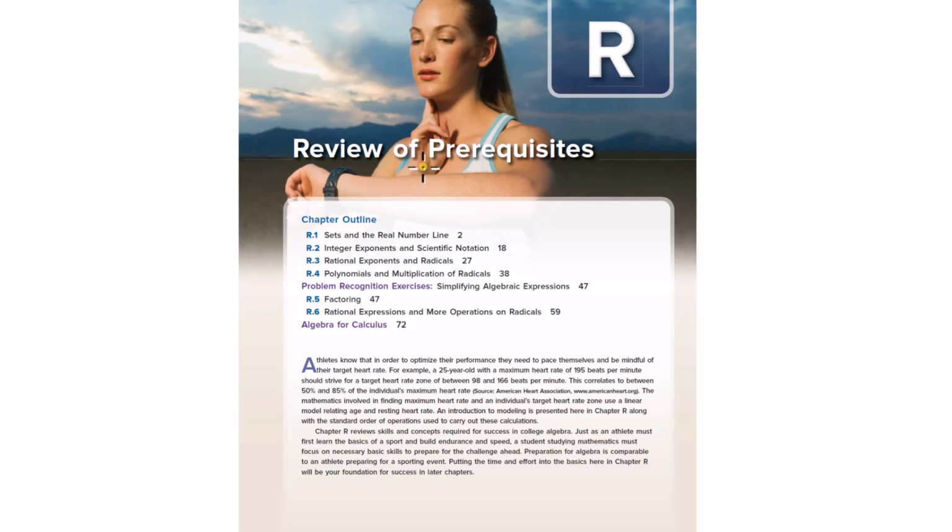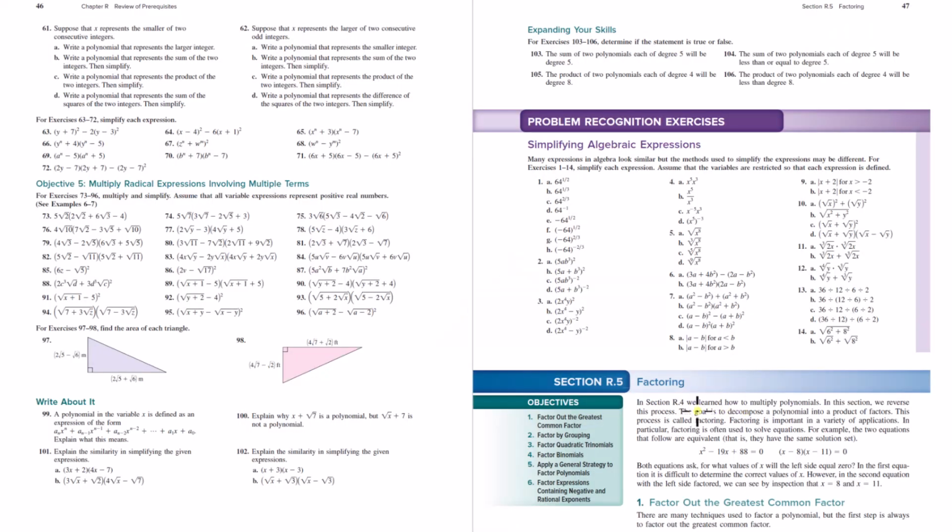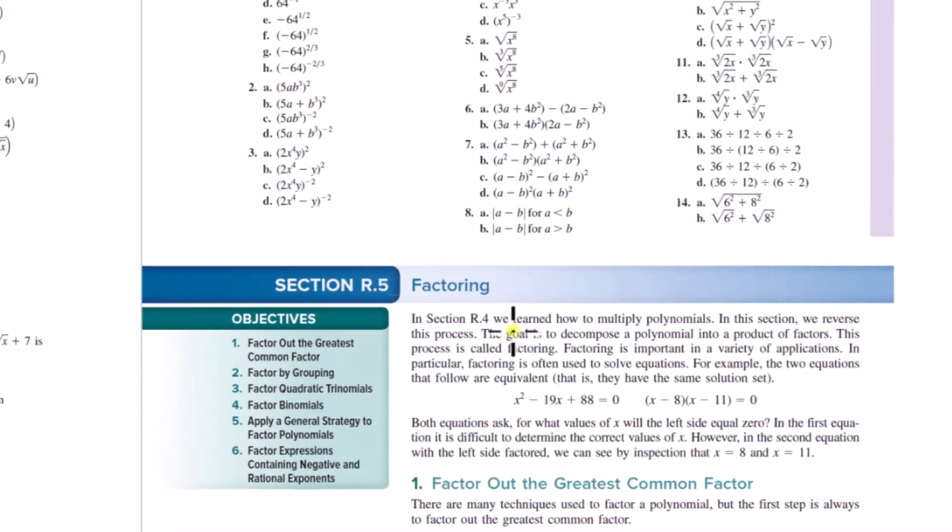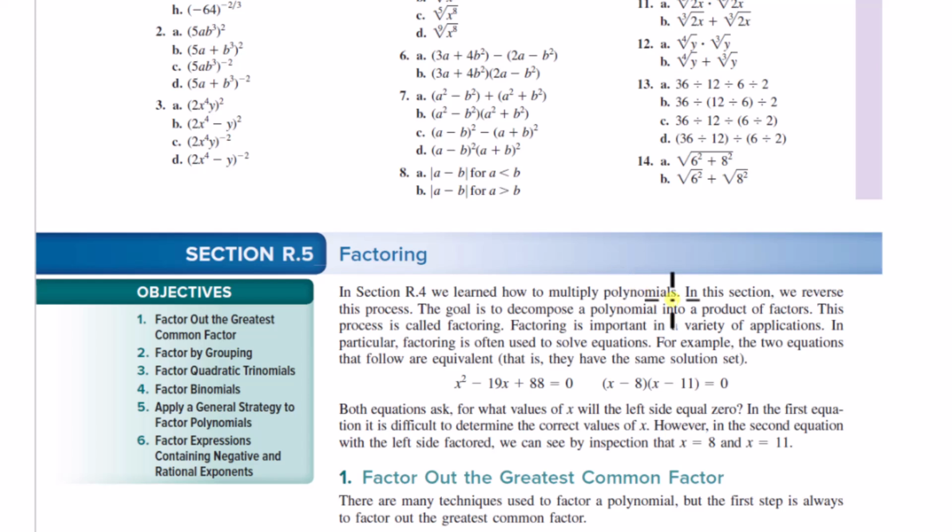We're continuing with Chapter R in the College Algebra textbook. In this video, we're going to flip through section R.5 on factoring. All right, so it starts by saying in section R.4, we learned how to multiply polynomials. In this section, we reverse the process.